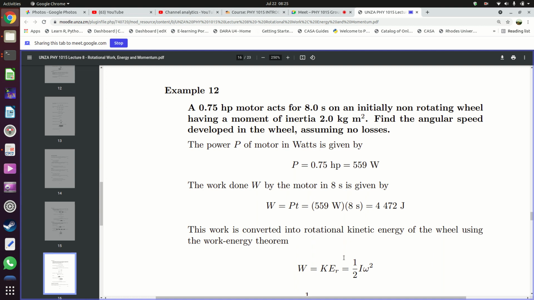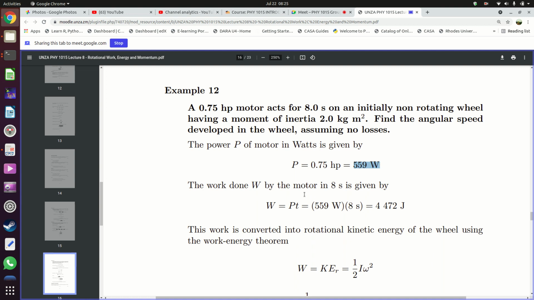So the first thing we have is the power in horsepower. The power is 0.75 horsepower. When you do this conversion, you should end up with 559 watts. Now, how much work is done?